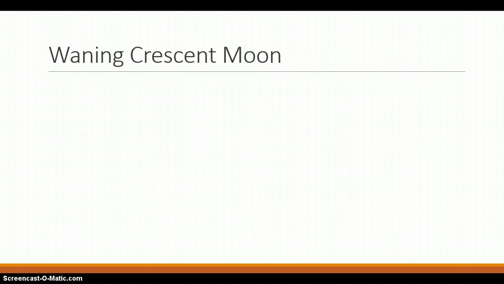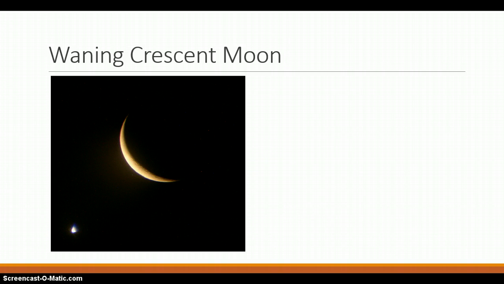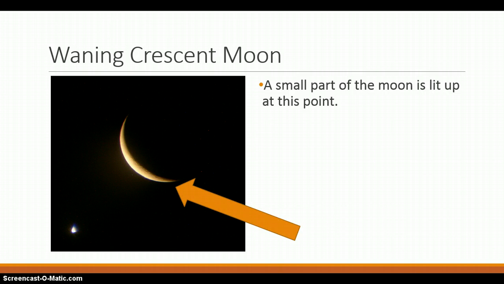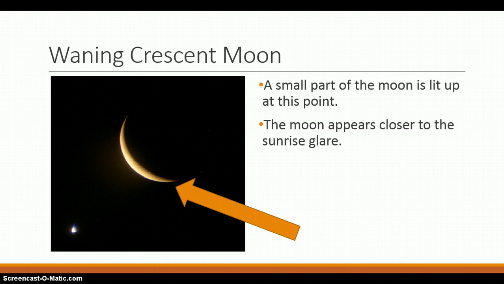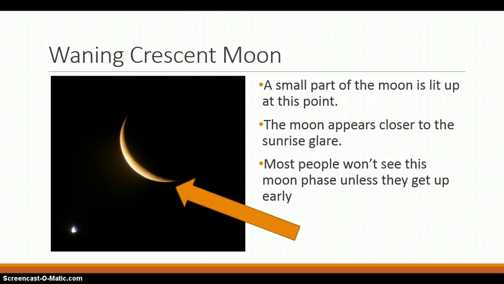Waning crescent moon. A small part of the moon is lit up at this point. It is getting smaller by the minute. A waning crescent moon is sometimes called an old moon. It's seen in the east before dawn. The moon appears closer to the sunrise glare. Most people won't see this moon phase unless they get up early.